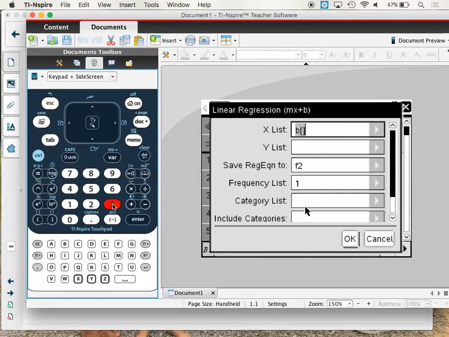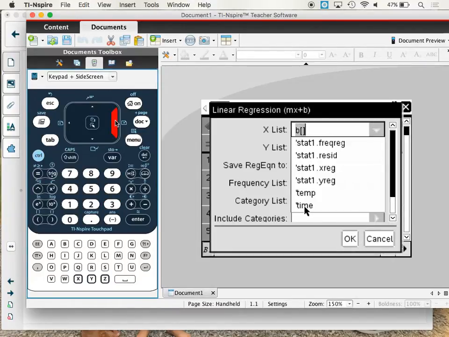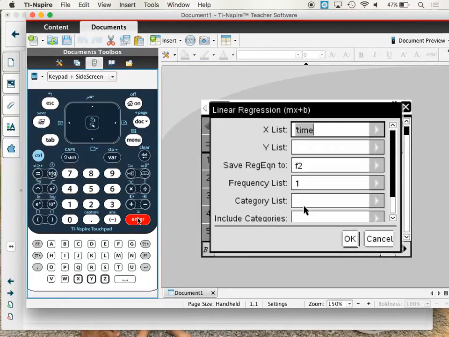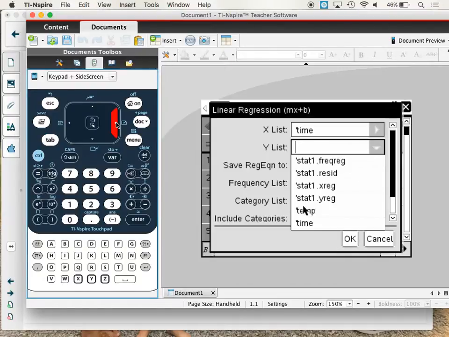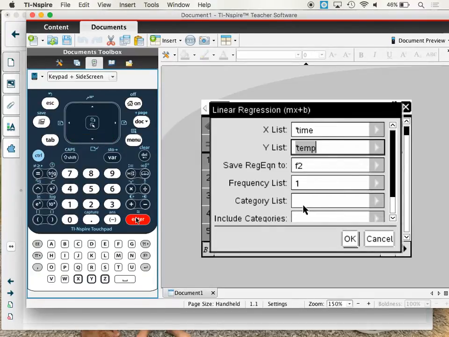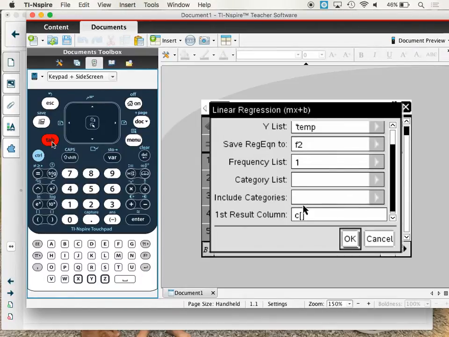Then the calculator asks us, okay, what list do we want to call X? If I move my cursor to the right, I'll see a bunch of different values. You probably just see time and temperature. I want X to be time, so I'll press enter. Then if I press tab and go to my next one, my Y list, again, you just see time and temperature. I'm going to choose temperature for this one. And then I'm going to tab my way down and press OK.